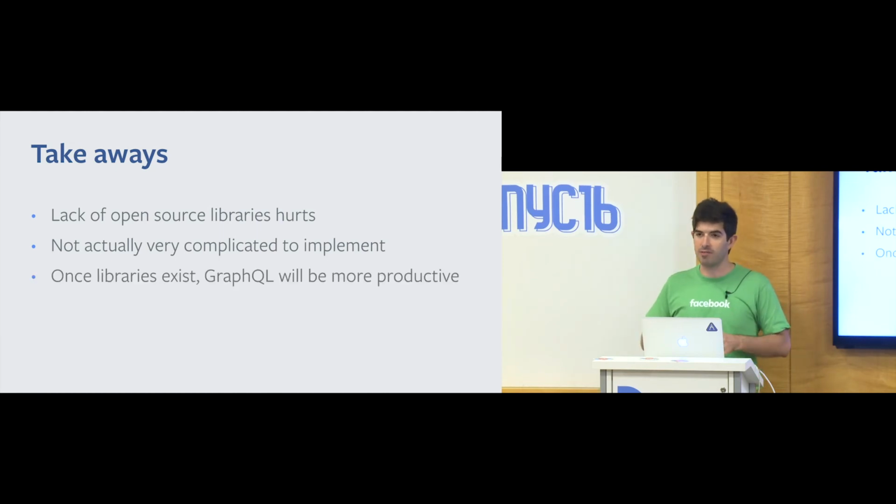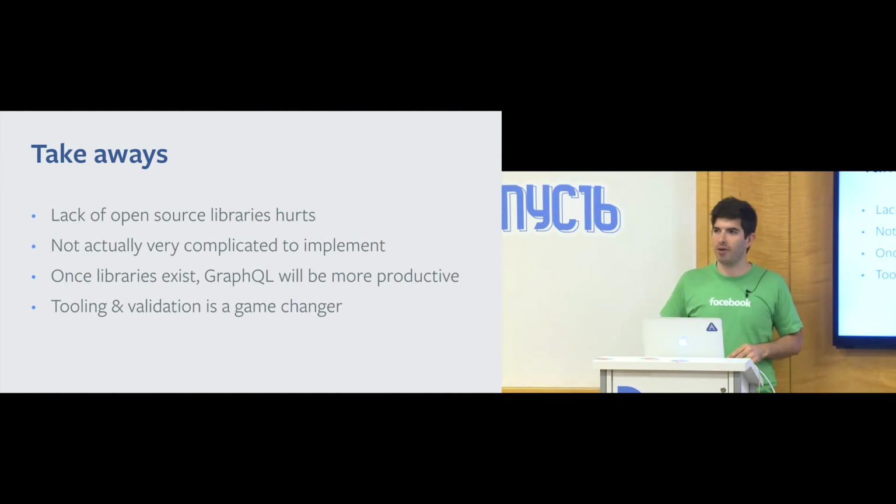And I'm really confident that once the libraries exist, but also just the knowledge in the community, and there's people to talk to about it, you're going to be a lot more productive with GraphQL than you are with the ad hoc REST APIs we're all working with today. And I really think that tooling and validation is a game changer. I loved when I had Swagger on my API so I could just enter things in a browser and play around and not have to mess around with curl. GraphiQL is like everything in Swagger plus more, and I think that's great.